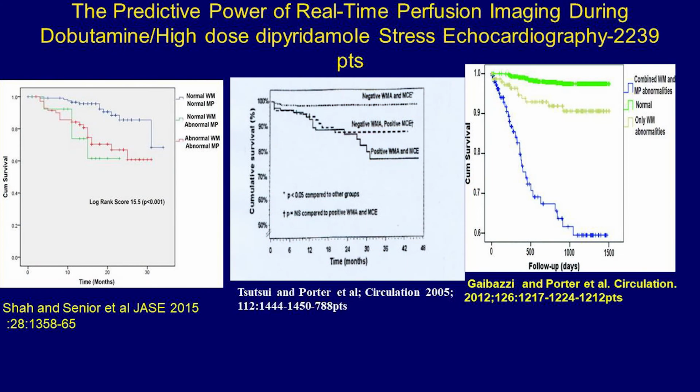But in addition, it does pick up coronary disease better than just wall motion on its own. And this is the data from several investigators. This is our study showing that when wall motion and perfusion are normal, the outcome is excellent. If there is a perfusion defect in the absence of wall motion abnormality, or with subtle wall motion abnormality, the prognosis is poor. And it becomes poorer if both are abnormal.